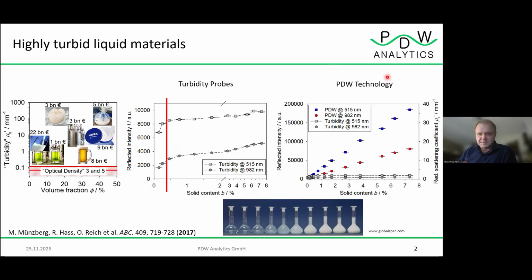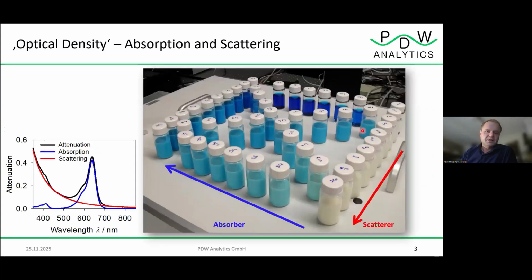PDW spectroscopy is a bit different. We have the same turbidity data as shown here in the mid graph, and the response from the PDW spectrometer in blue and red as the reduced scattering coefficient. And this scales linearly over a much larger range. So it's much more suitable for higher concentrations. And there's one further effect which can happen, of course, in turbid systems. It may not just be light scattering, but also light absorption.